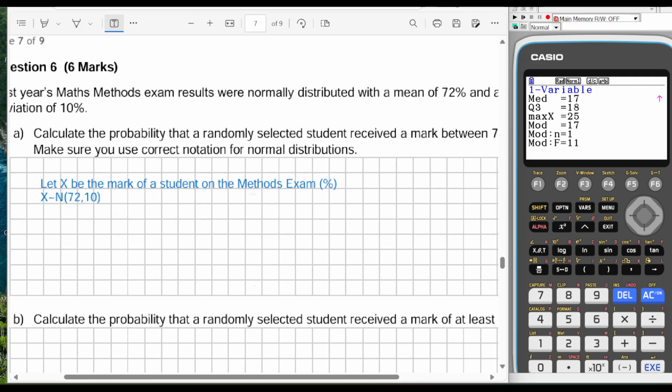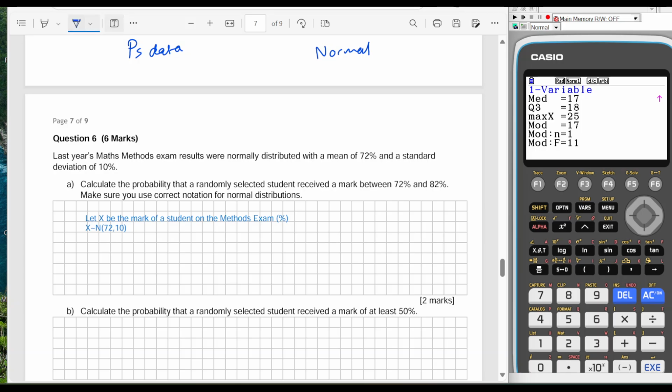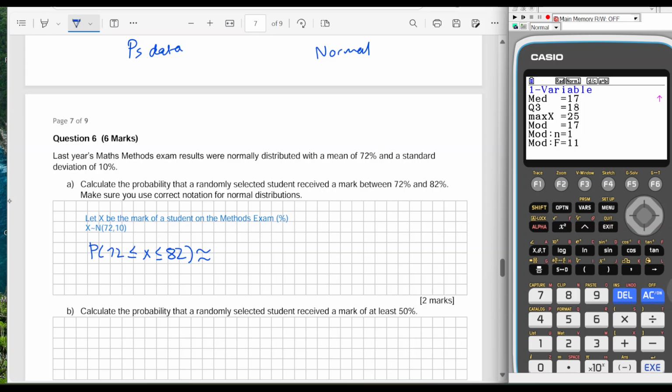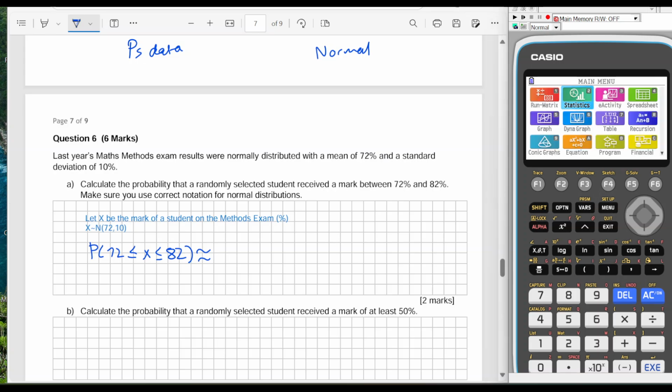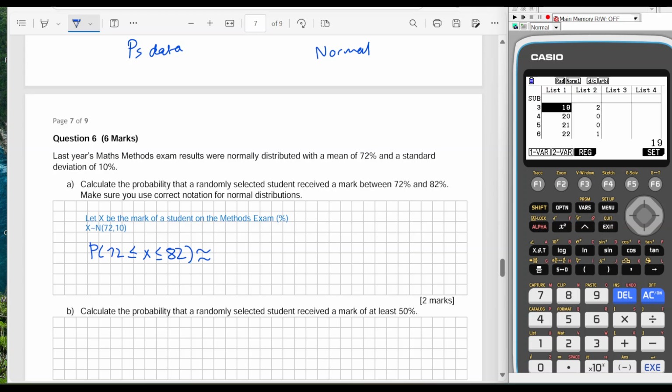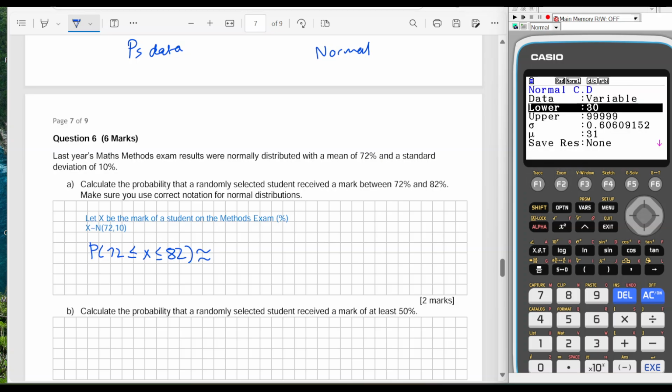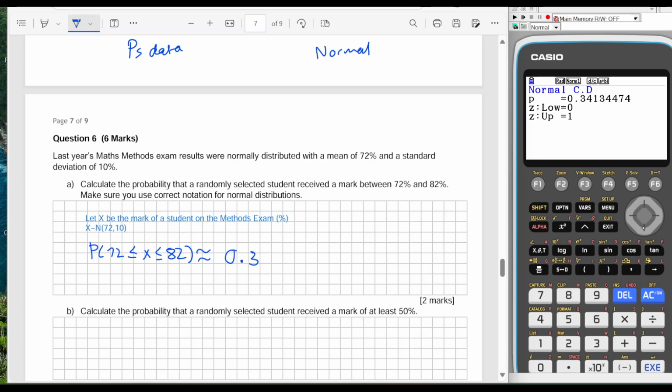And then calculate the probability that they receive between 72 and 82. So the probability that 72 is less than X and less than 82 roughly equals. So you go into stats, exit out of all this, you go distribution on F5, normal and NCD. Your lower is 72, your upper is 82. Your standard deviation would be 10, and your mean is 72 as well. So we're just going to go execute: 0.341. That is all you need.